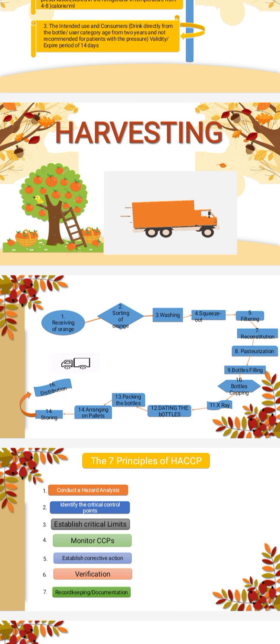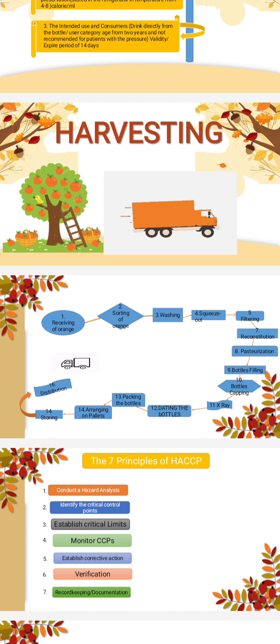Number 6, concentration because it's a natural juice. Number 7, reconstitution by adding water. Number 8, pasteurization, heat treatment to kill microorganisms. Number 9, bottle filling, you must take care, for example, of differentiation. Number 10, bottle capping. Number 11, X-ray, to inspect for any residues in the bottle. Number 12, dating the bottles. Number 13, packing the bottles. Number 14, arranging on pallets.